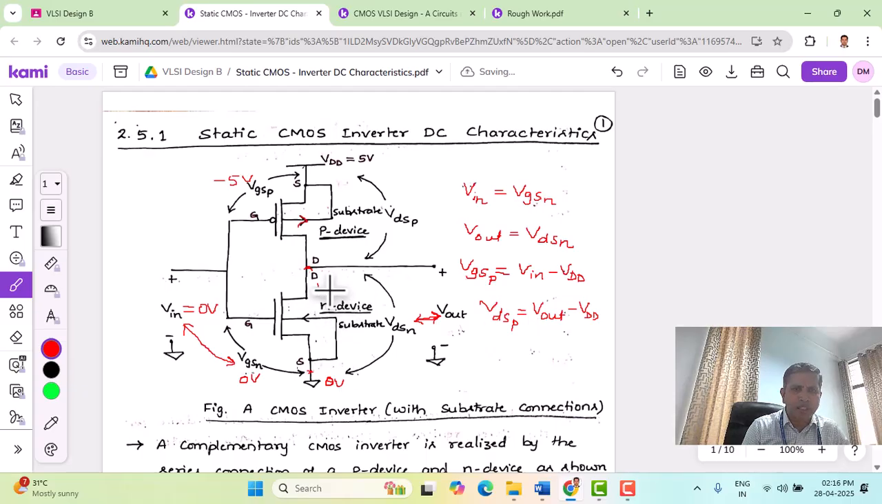Therefore, the N device is off because its VGSN is at 0 volts. The P device is on because VGSP of the P device is at minus 5 volts. So this is on.